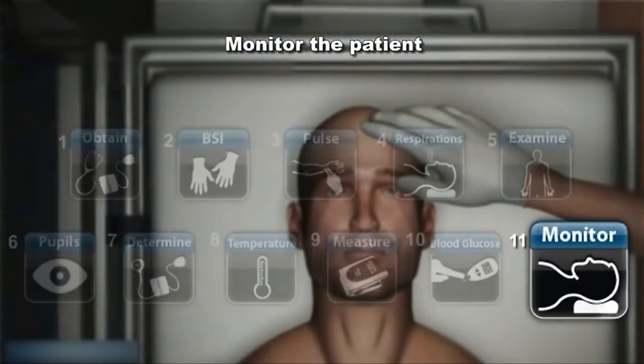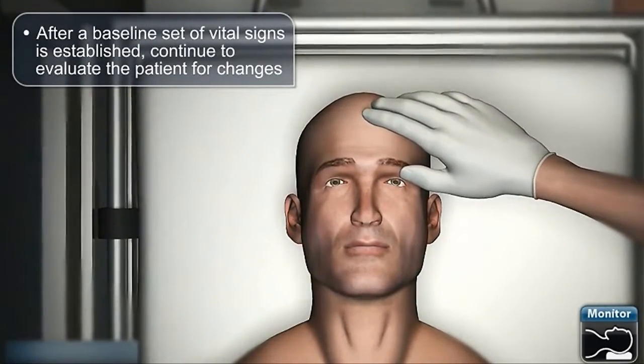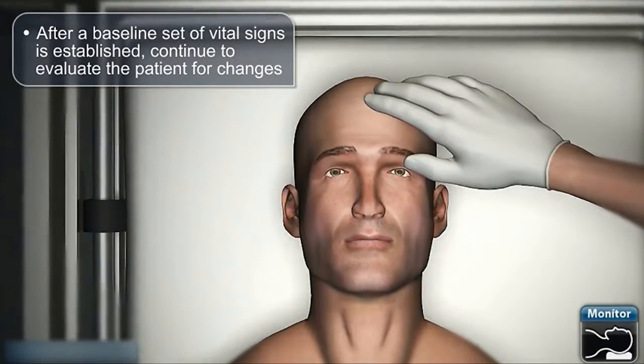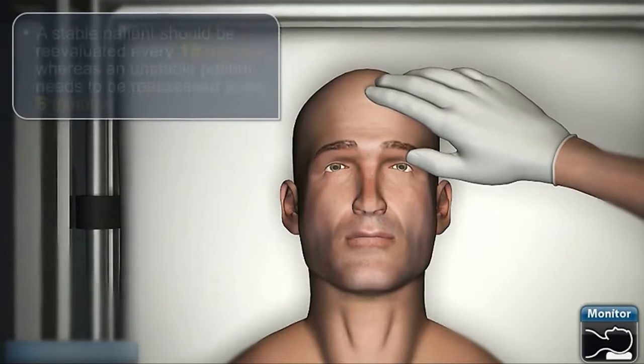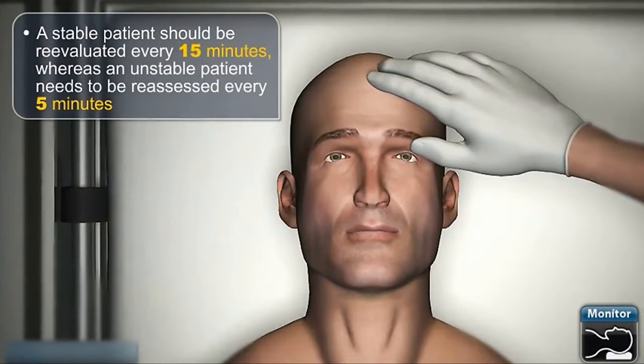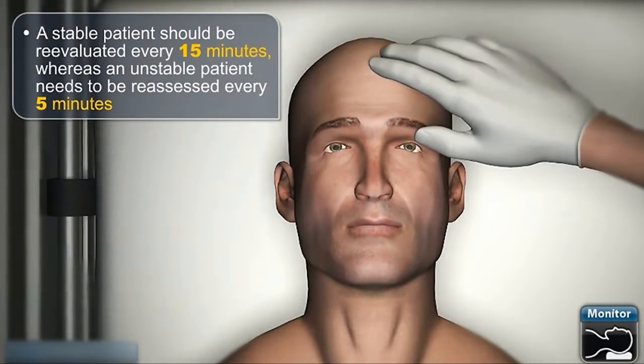Monitor the patient. After a baseline set of vital signs is established, continue to evaluate the patient for changes. A stable patient should be reevaluated every 15 minutes, whereas an unstable patient needs to be reassessed every 5 minutes.